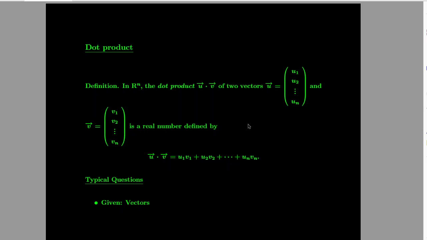You can only compute the dot product of two vectors in the same Rn. And the answer to the dot product is a number. The number is given in the definition. I will show you how to compute the number, how to compute the dot product. So later on, I'm going to talk about the geometric meaning of the dot product and so on.